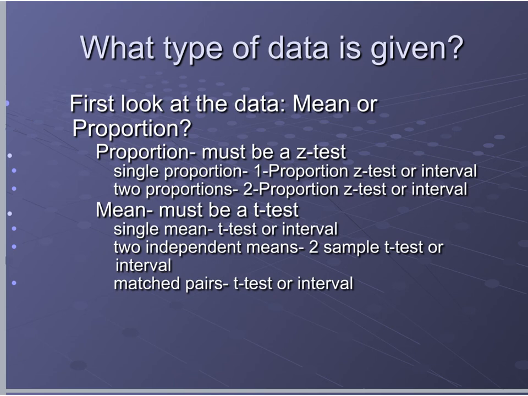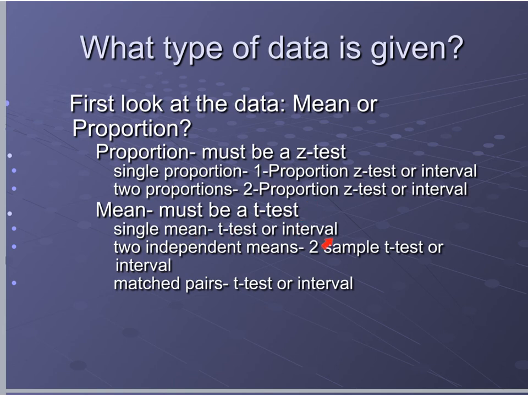So the first thing you look at is, what type of data are you given? Are you given mean and standard deviation, or are you given a proportion? Whether that's like successes over total number or actually a percentage. If it's a proportion, we're going to use a z-test. If you have one proportion with one sample size, you're going to do a one proportion z-test or interval. If it's two proportions with two different sample sizes, you're looking at the two prop z-test or interval. And it should ask you in the problem to either do a significance test or a hypothesis test or create an interval. And then if it's a mean, it's got to be a t-test.